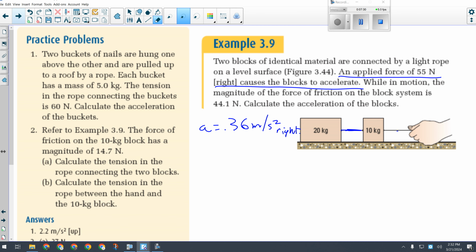You have to solve this question by isolating the blocks. You can solve it with the 10 kilogram block or the 20 kilogram block because that rope pulls on both. So in this question, they give me one of the forces that's internal or inside of the system. It only actually directly acts on one of the parts of the system.